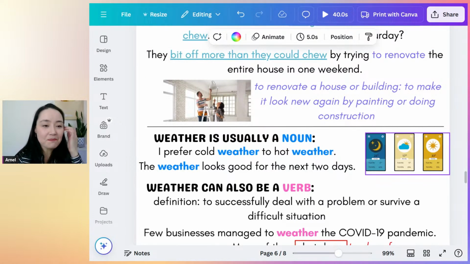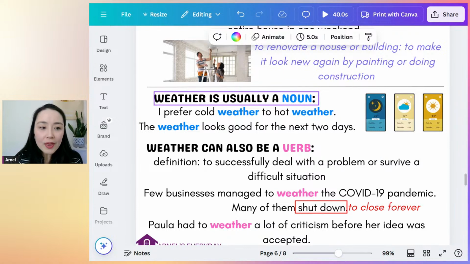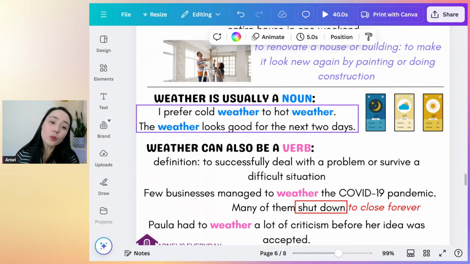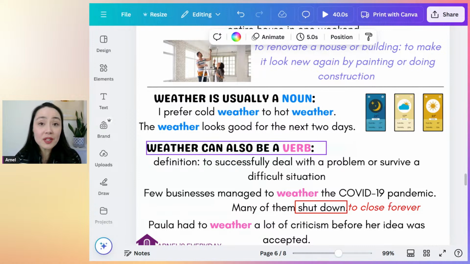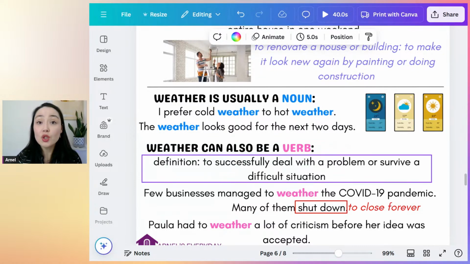Before we go on to the expression, I want to look at two things. You know, weather is usually a noun. I think that's pretty basic. I prefer cold weather to hot weather. The weather looks good for the next 2 days. Weather is normally a noun. However, weather can also be a verb, and this is really important for our next expression. To weather means to successfully deal with a problem or survive a difficult situation.